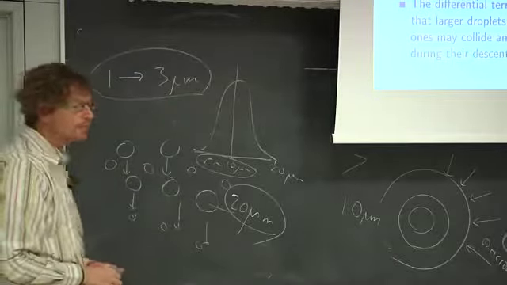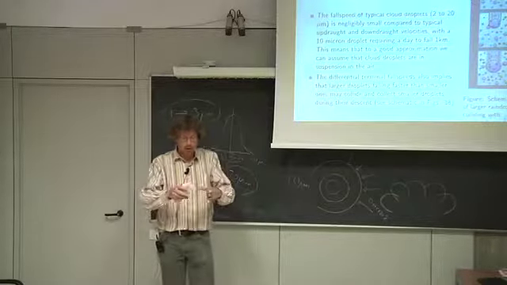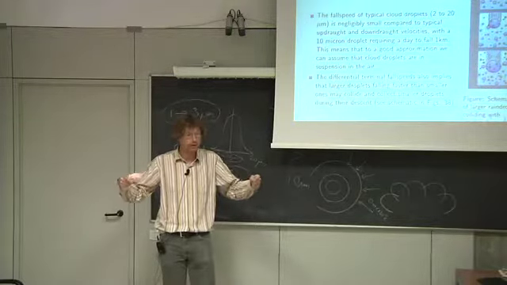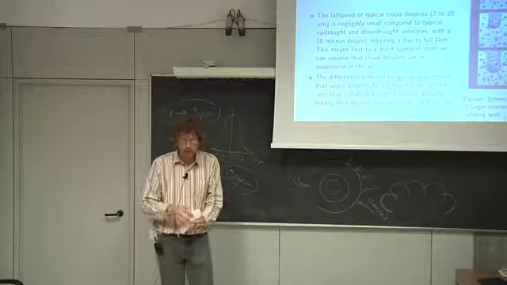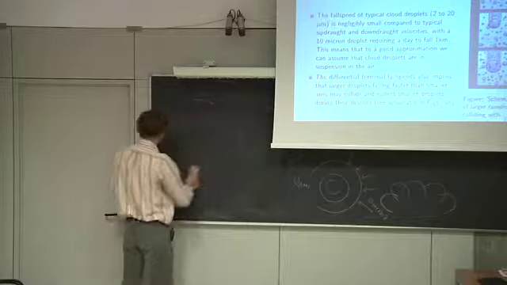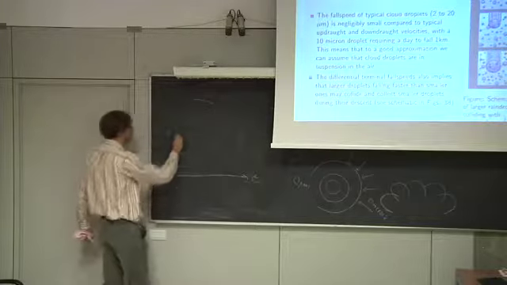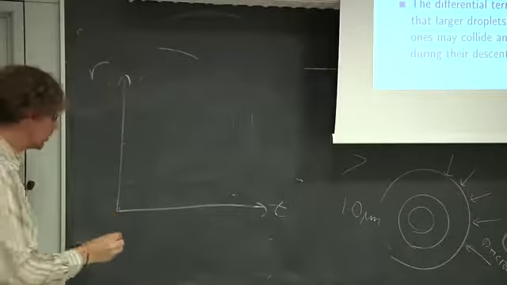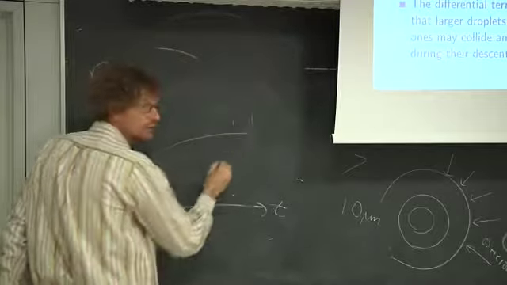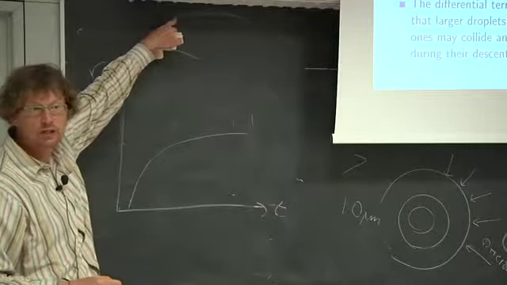Now, if we go back to the diffusion process, remember that the larger the droplet was, the slower the rate of growth of the cloud droplet became. If we imagine this is time and this is radius, the diffusional growth started off quickly, but then it started to tail off. And it took a really long time to grow the droplet out to large radius.